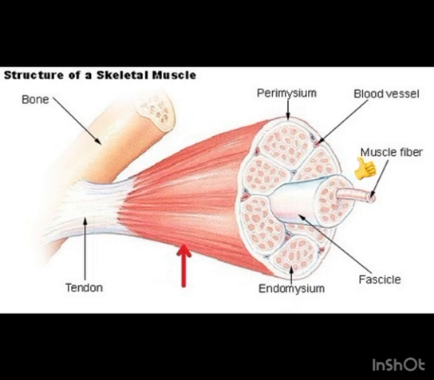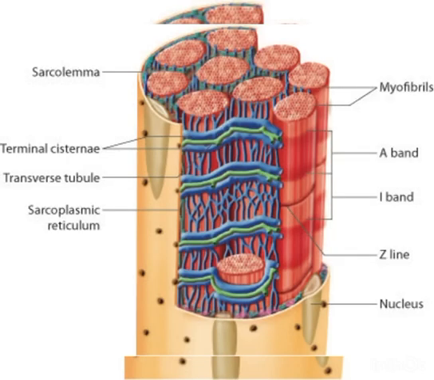And if you can see right there where it says muscle fiber, this is where the sarcoplasmic reticulum is located. In this picture, we can see the relationships between the myofibrils, transverse tubules, sarcoplasmic reticulum, and the terminal cisternae. The myofibrils are composed of two major types of protein filaments. The first being myosin, which is a thick filament, and then actin, which is a thin filament.